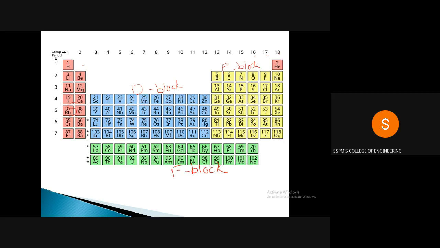Then these elements are called inert gas elements. They are noble gases. It means their outer orbital, their valence shell, is fulfilled. Their configuration is 2 and 8. When we write the electronic configuration of these inert gases, we see that in the last shell there is 2 and 8. So here the octet is complete.